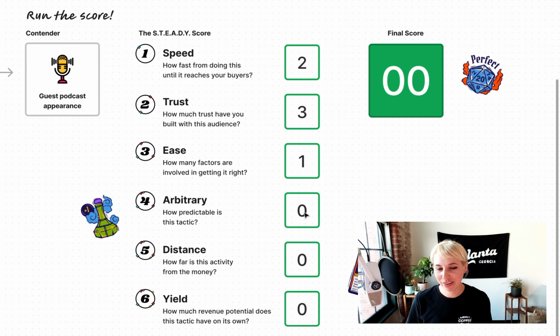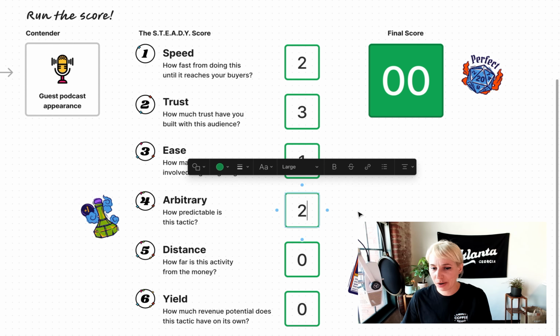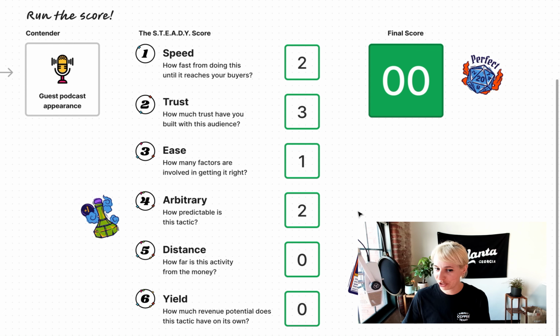Next is arbitrary. How predictable is podcast guesting? It's fairly predictable in terms of who the host is reaching, what their listener stats are, so you can get a sense of what their reach is and who exactly they're reaching. Those things are pretty known in terms of each individual podcast. The big random factor there is really how that audience will respond to your conversation and then the call to action. So I'm going to give that a 2. I would call it fairly predictable with a little bit of chance.